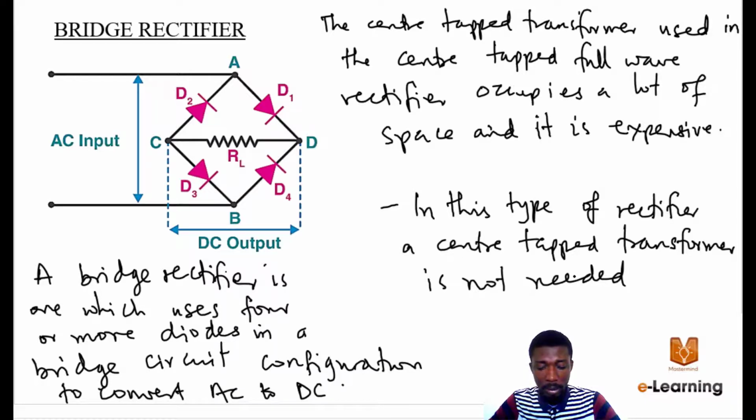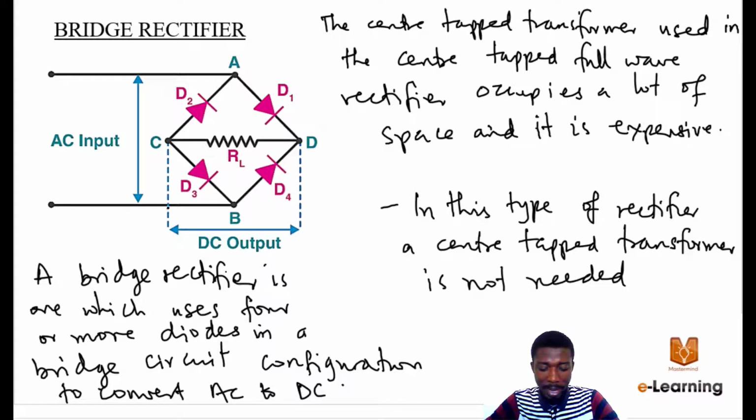it operates. The input AC signal is applied across A and B, and the output DC signal is obtained across the load at C and D. The 4 diodes are arranged in series with only 2 diodes allowing electric current during each half cycle. They occur in a particular order.